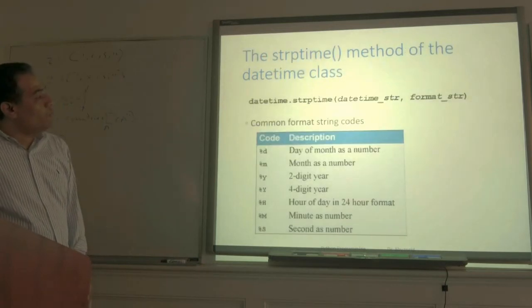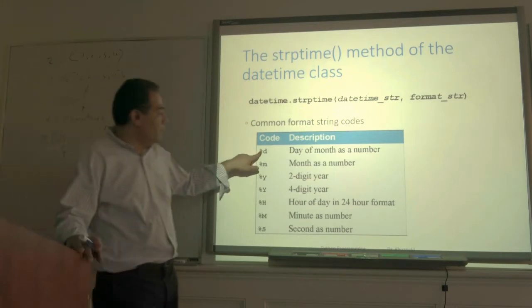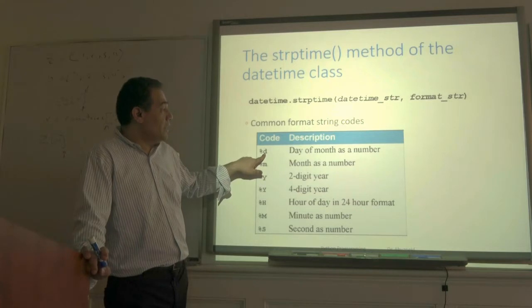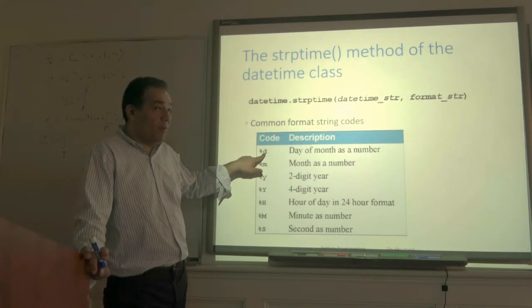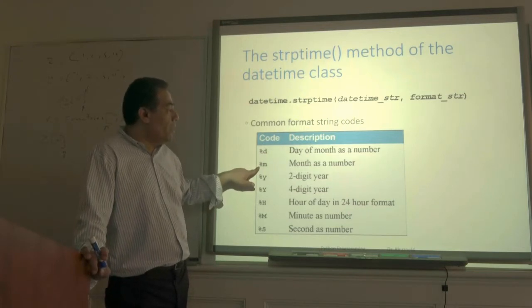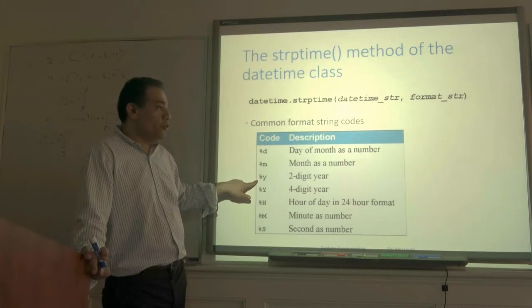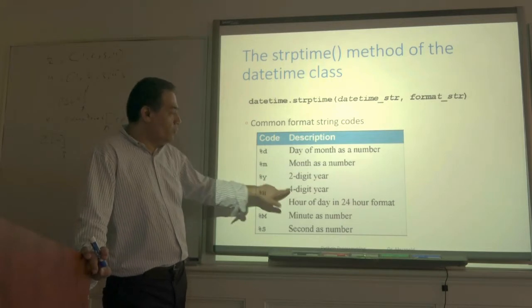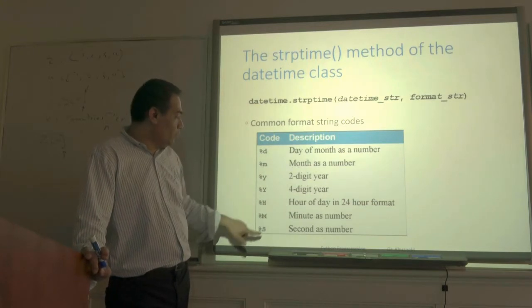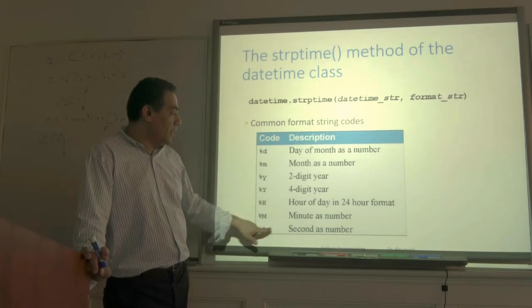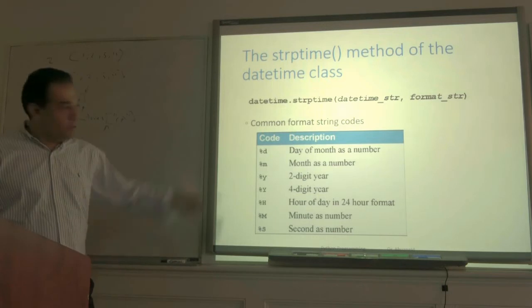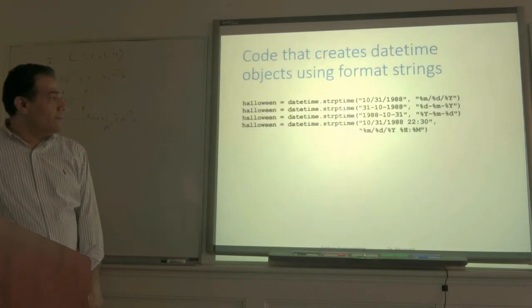Okay, the common format string codes. So you're going to have percent d for the day of the month as a number, 22nd, 21, whatever. Percent m, month as a number. Percent y, 2-digit year. Capital Y, 4-digit year. Percent H, hours of day in a 24 hours format. Percent M, minutes as a number. Percent S, second as a number, and so on and so forth. Okay, there is a longer list than this.